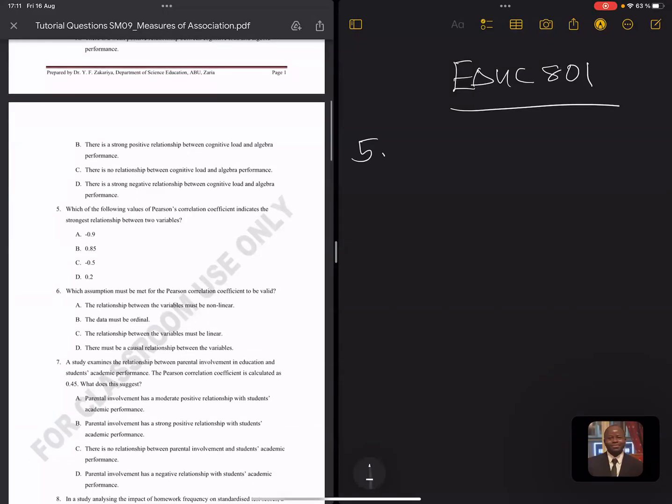Question number 5 says, which of the following values of Pearson correlation coefficient indicates the strongest relationship between two variables? Please kindly unmute yourself and answer this question. This is very tricky, please take note of this. Which of the following values of Pearson correlation indicates the strongest relationship between two variables? Yes, please, what is the answer? B, sir.